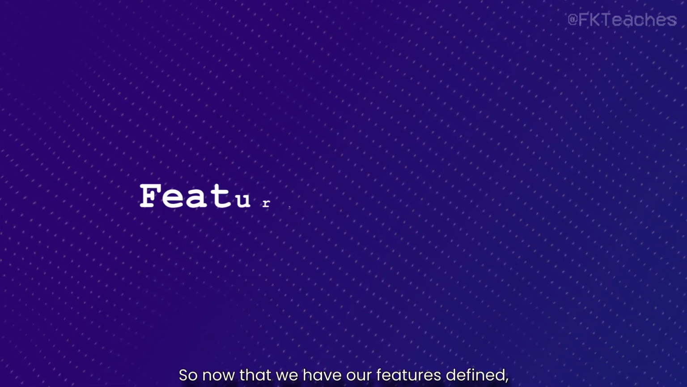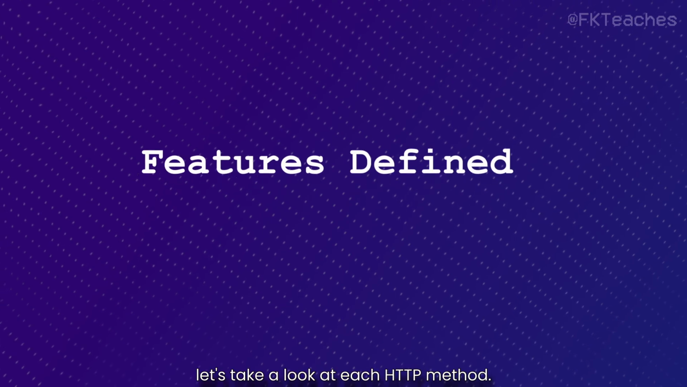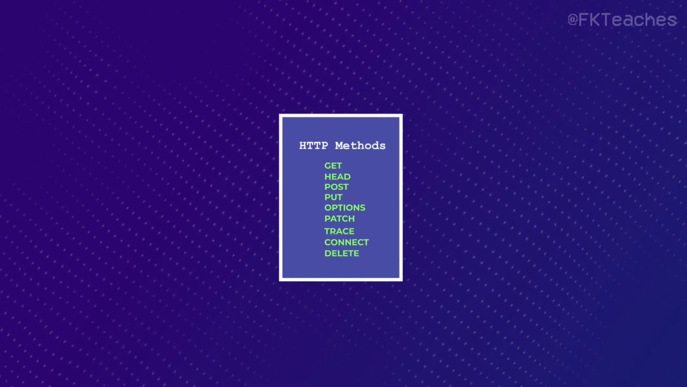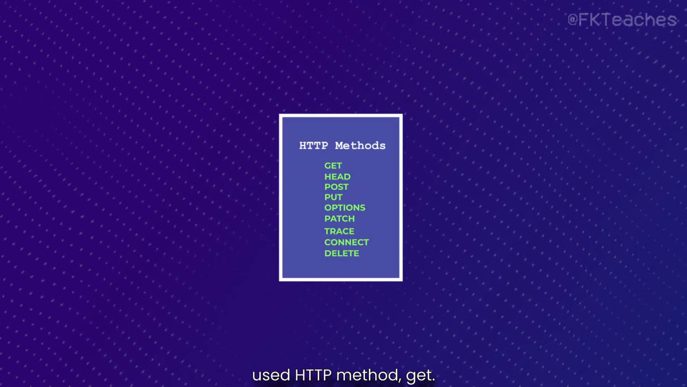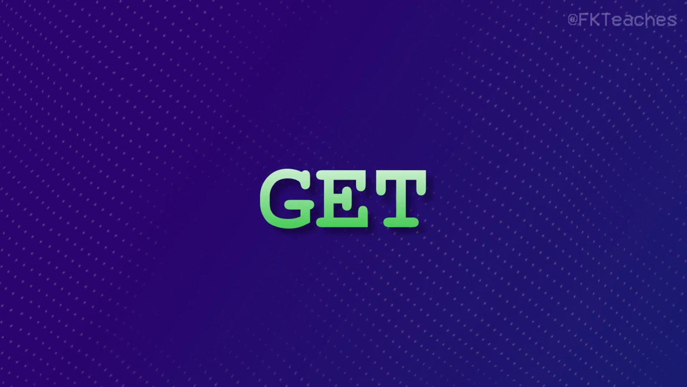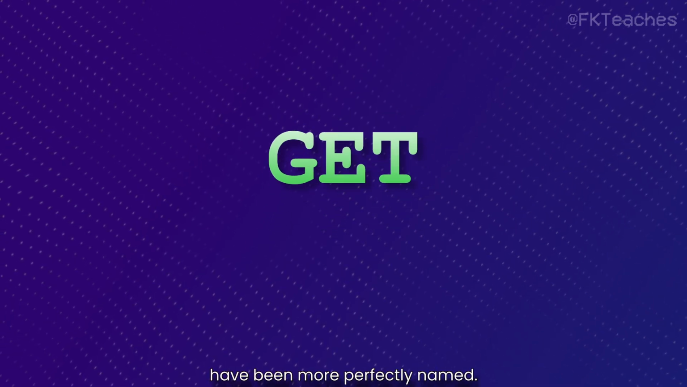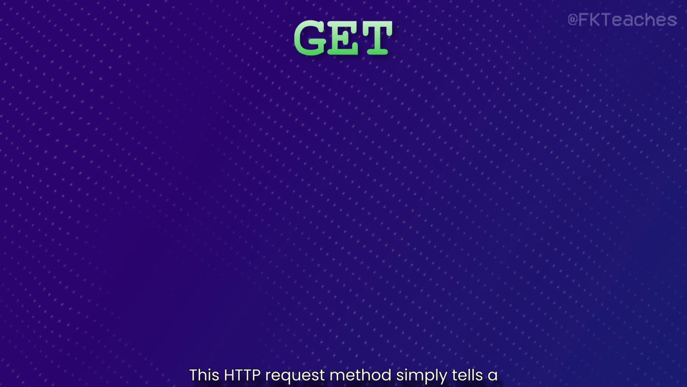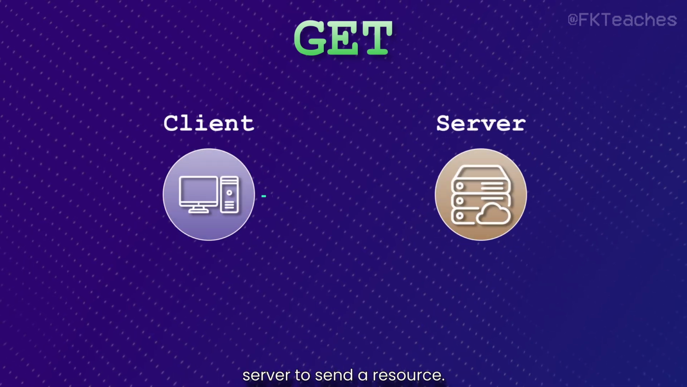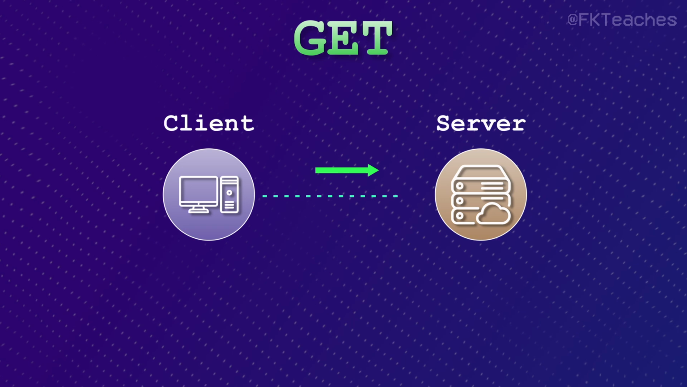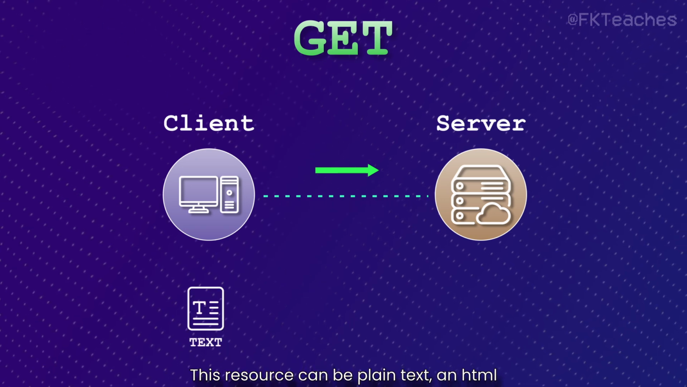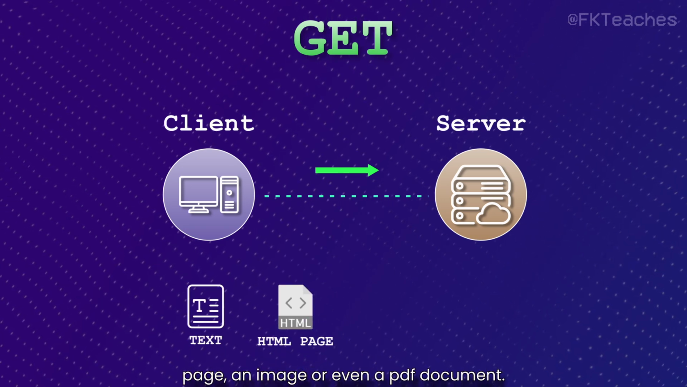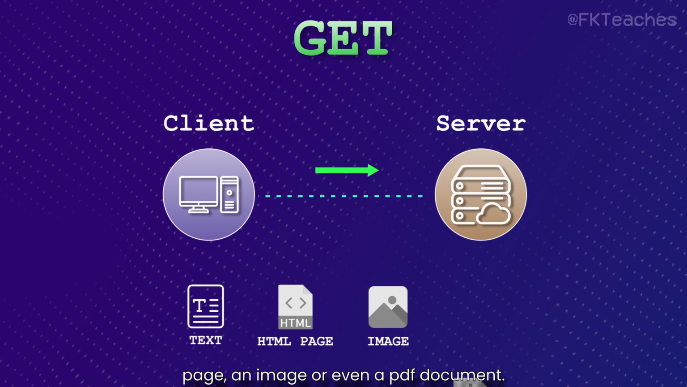So now that we have our features defined, let's take a look at each HTTP method, starting with the most used HTTP method, GET. The GET method couldn't have been more perfectly named. This HTTP request method simply tells a server to send a resource. This resource can be plain text, an HTML page, an image, or even a PDF document.